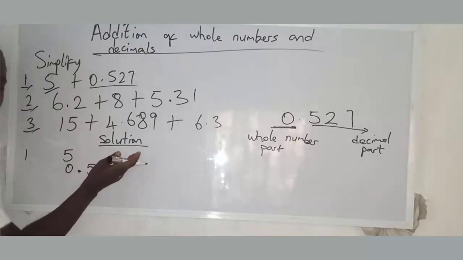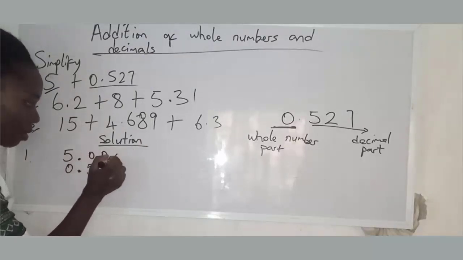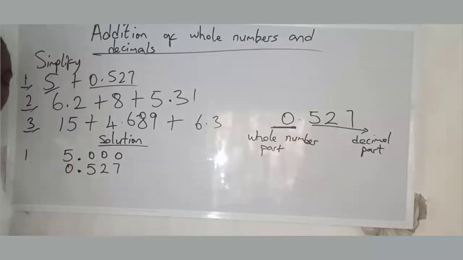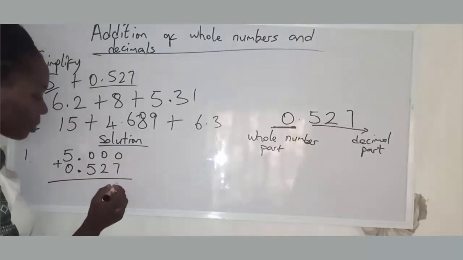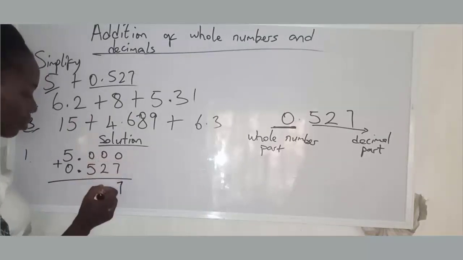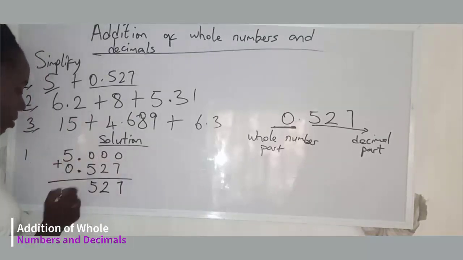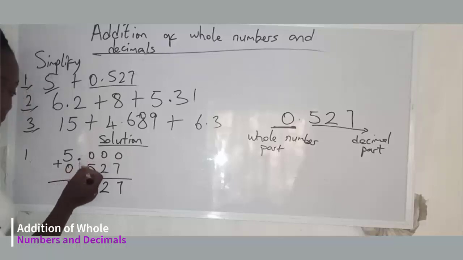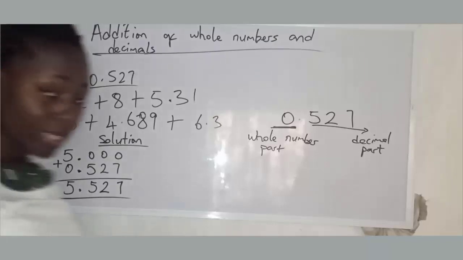Then what happens to this other side? I'll simply put a decimal point and put zeros in this place. 0 is the same as nothing. 5.0 is the same thing as 5. So let's add up. 0 plus 7 will give us 7. 0 plus 2 will give us 2. 0 plus 5 is 5. 5 plus 0 is 5. Remember, our decimal points should follow a straight line. This is our answer. It's quite simple.